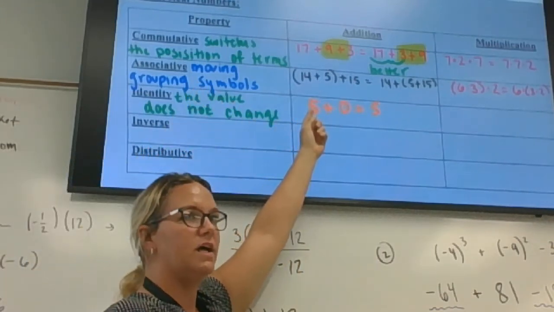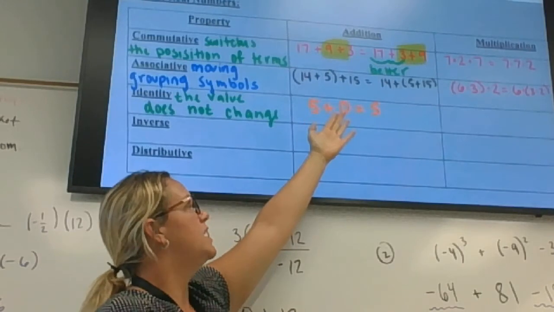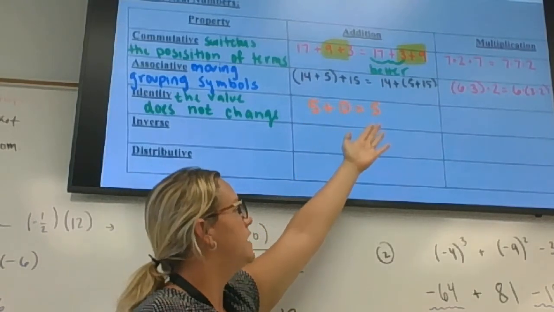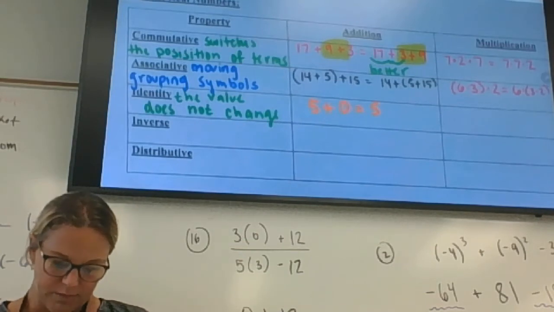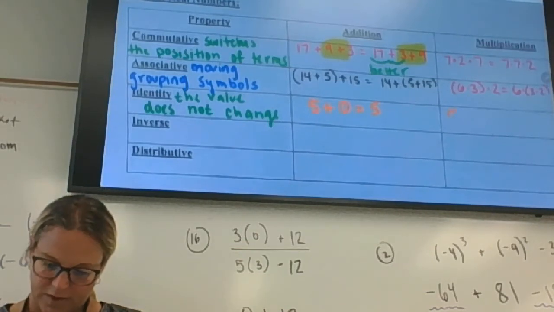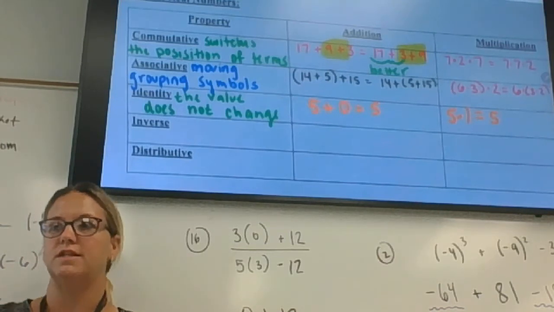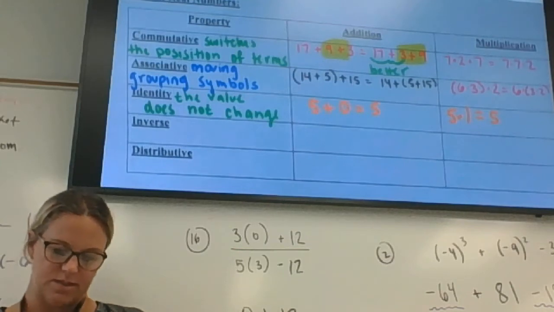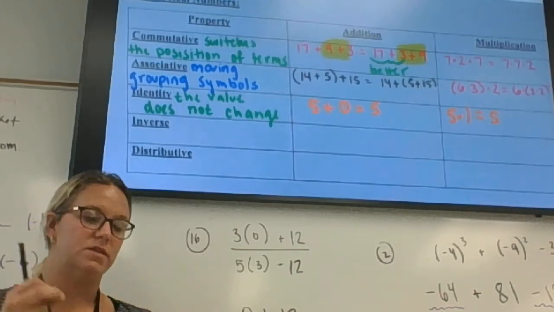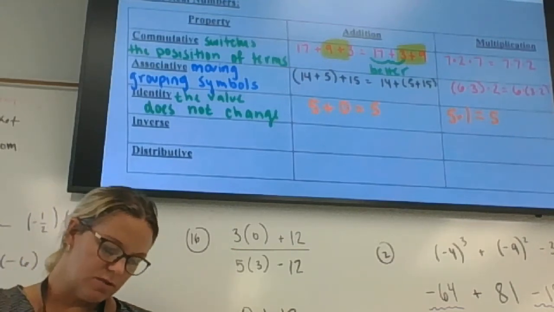5 was always 5, and it was added to 0, but did 5 change? No. 5 was no sellout. It kept its identity. The same thing happened to 5 in a multiplication problem. 5 was multiplied by 1, but it stayed 5. 5 does not change its identity. That's an identity property. The value does not change. So in addition, it's always adding 0. In multiplication, it's always times 1.